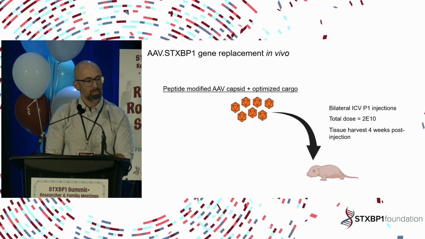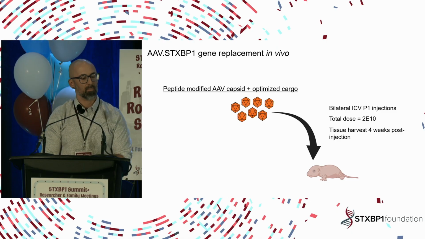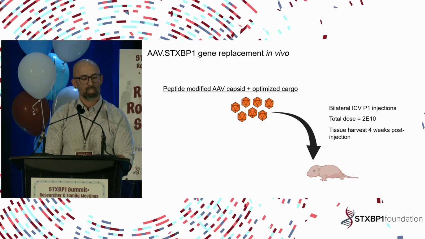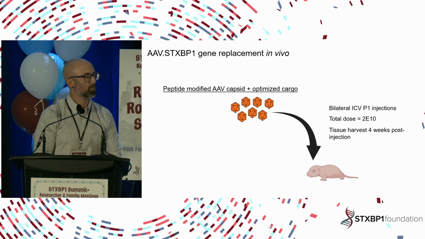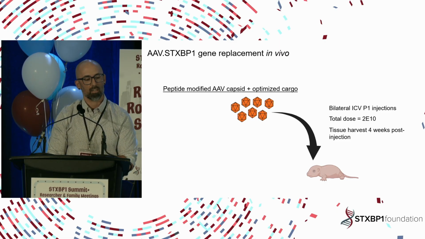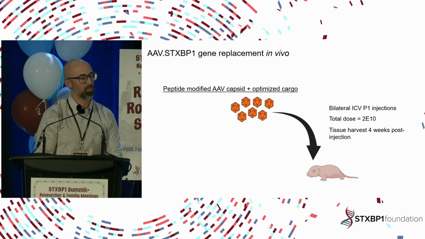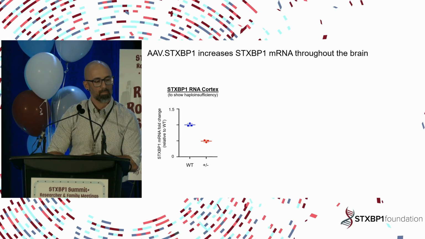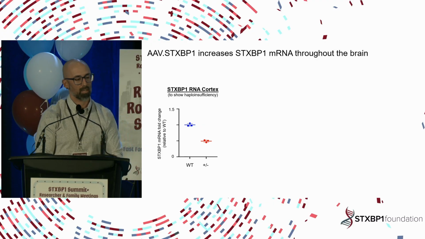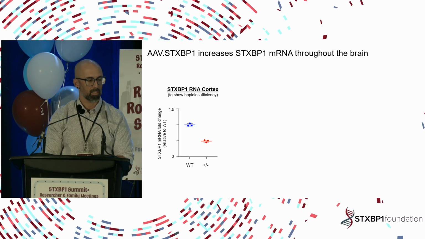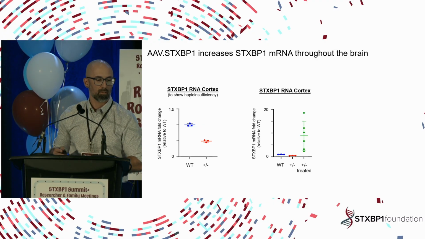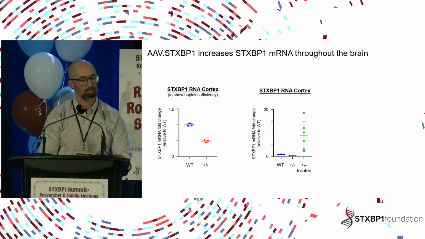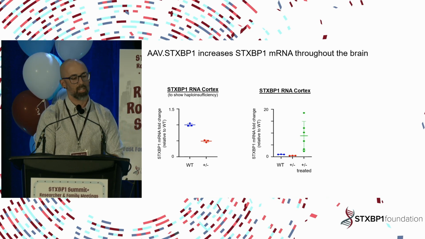So moving in vivo, we've taken one of our peptide-modified capsids and our optimized cargo, bilaterally injected into P1 mice for a total dose of 2E10. And all of the data you'll see was from tissue harvested at 4 weeks. This is just to show that we do see haploinsufficiency at the RNA level in the cortex. We can see that at that dose, we are well above wild-type levels of RNA.